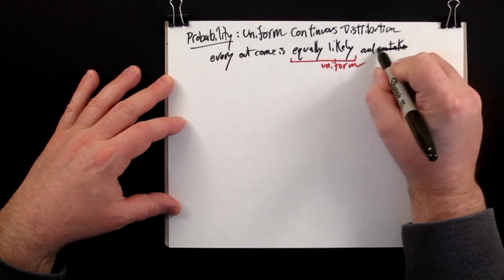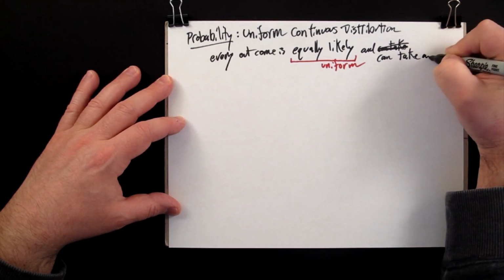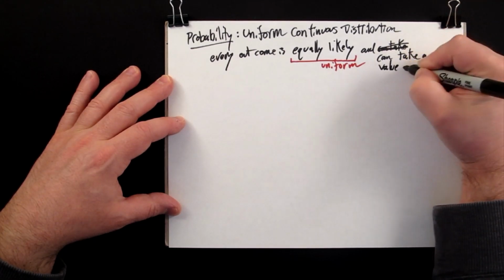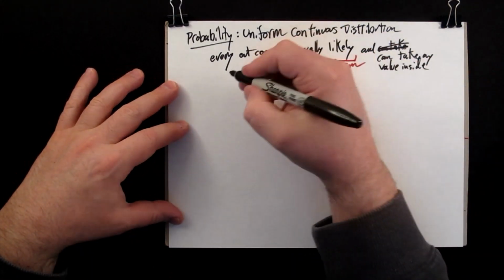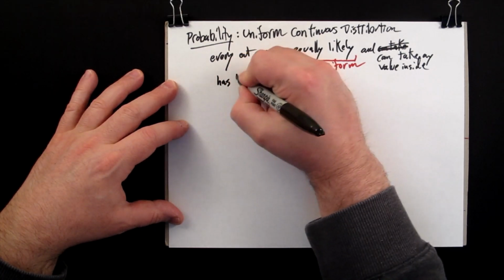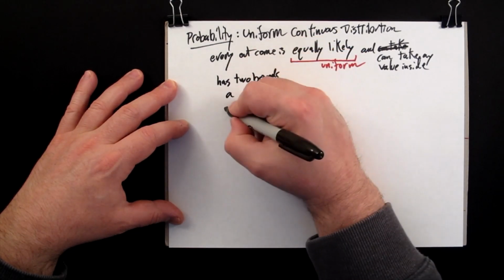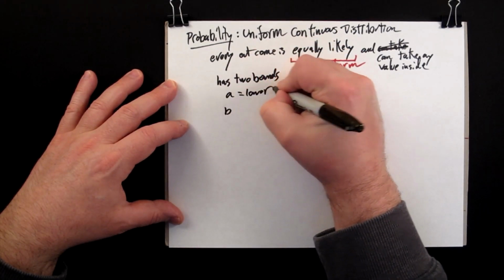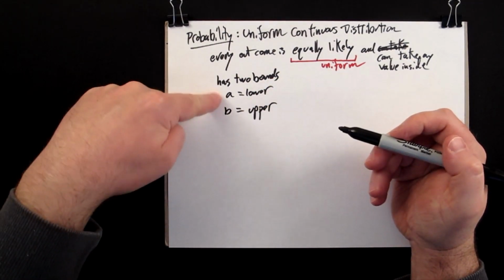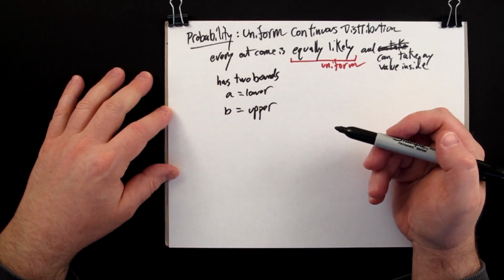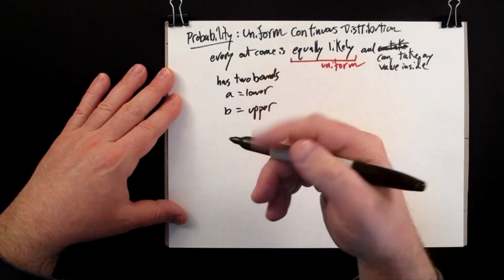So it can take any value inside. So this is defined by two bounds. You have a lower one and an upper one. And if x is between these, it's equally likely. If it's outside, then it can't occur.